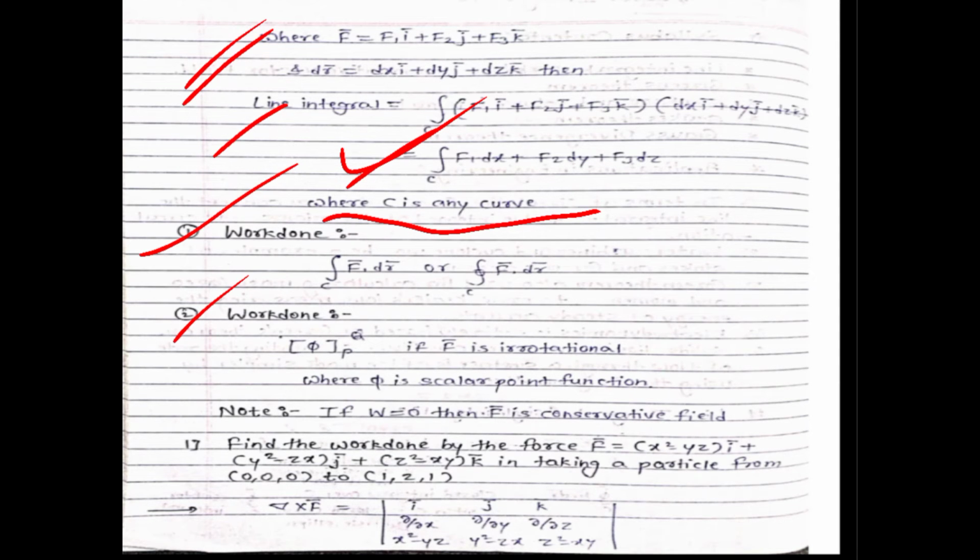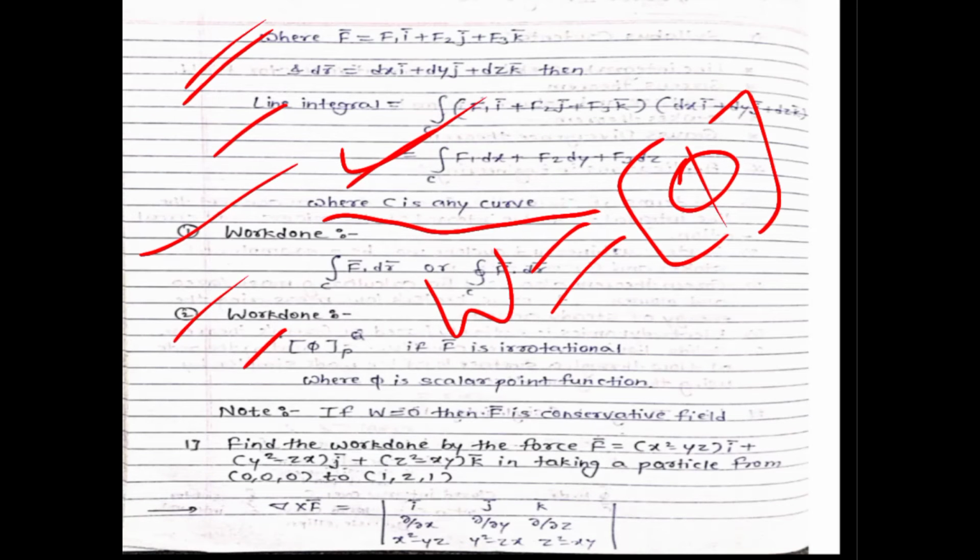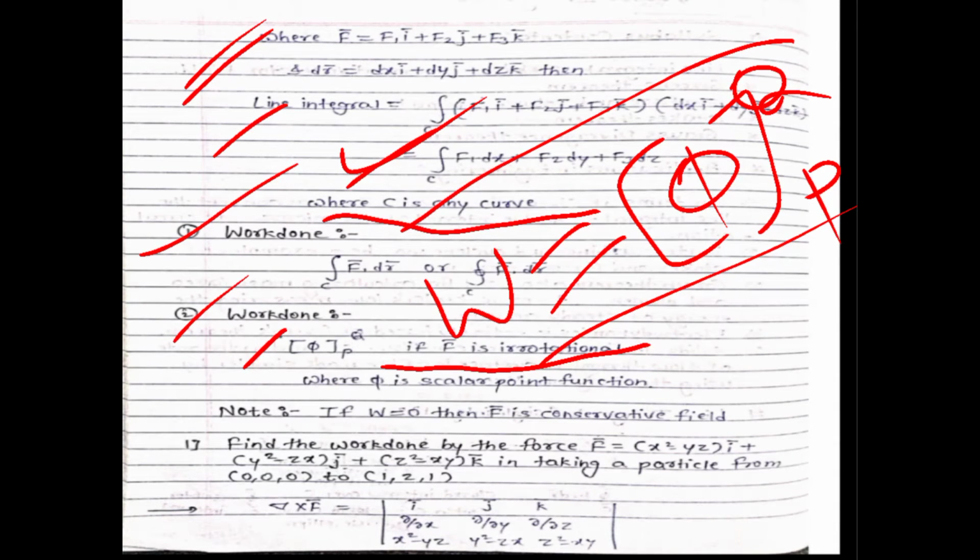Then next, the work done can also be found by using this formula, that is W is equal to the scalar potential function from P to Q. Now when to use this formula? The condition is that f bar is irrotational and the given curve is a straight line, where we are applying this formula to find the work done. So this is an important condition.